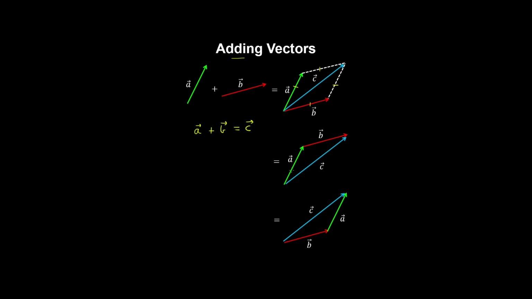Now another way we can add these vectors is the head to tail method. So we put the head of vector A on the tail of vector B, and then draw the resultant vector from the tail of vector A to the head of vector B. And similarly, we can add B to A by placing the tail of vector A on the head of vector B, and the resultant vector C is drawn from the tail of vector B to the head of vector A. And we can see that the resultant vector C has the same magnitude and direction. So therefore, vector addition is commutative, meaning it doesn't matter which order we add these vectors.